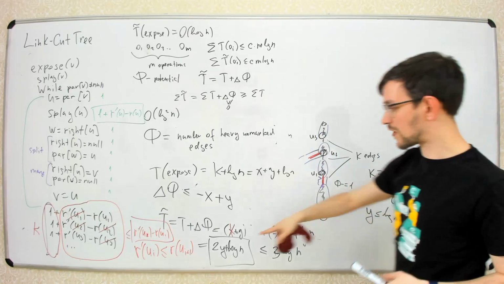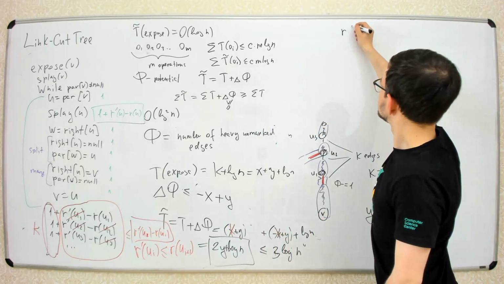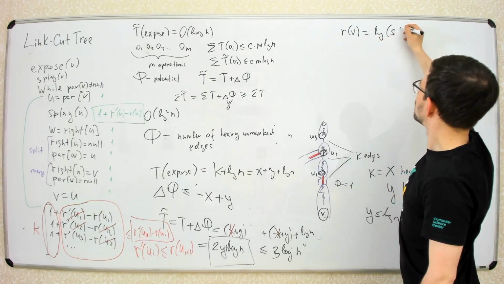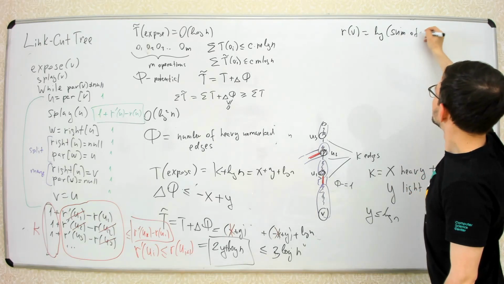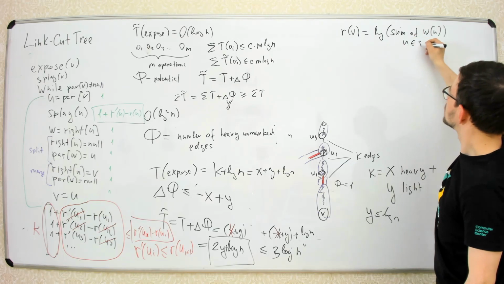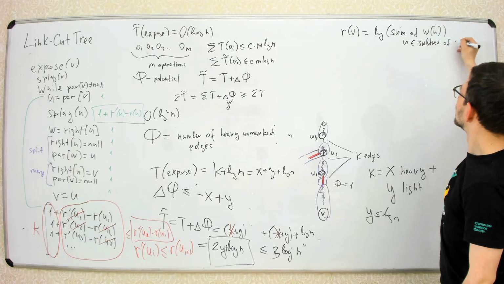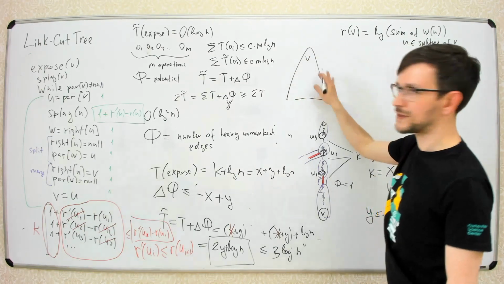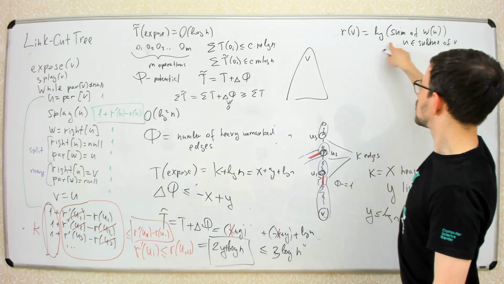Let's remember how this rank is calculated in a Splay tree. In a Splay tree, the rank of the node is simply the logarithm of the sum of all weights of u in the subtree of v. So we have node v, we have its subtree, we calculate the total weight of all nodes in this subtree, and rank is just the logarithm of this value.